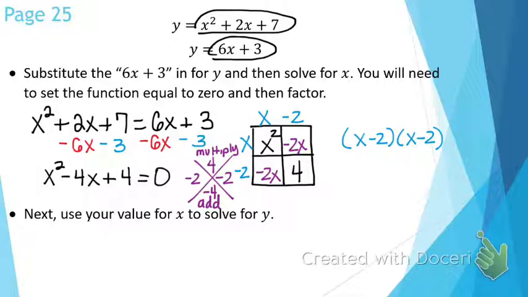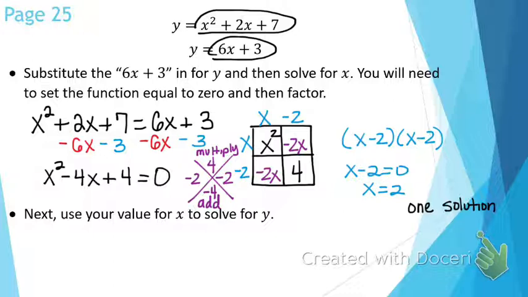So when you set it equal to 0, you get x equals 2. Because this is the same factor, this tells me that I only have one solution. Remember from yesterday, we learned that we can have two solutions, one solution, or no solution. So this is an example of only having one solution.